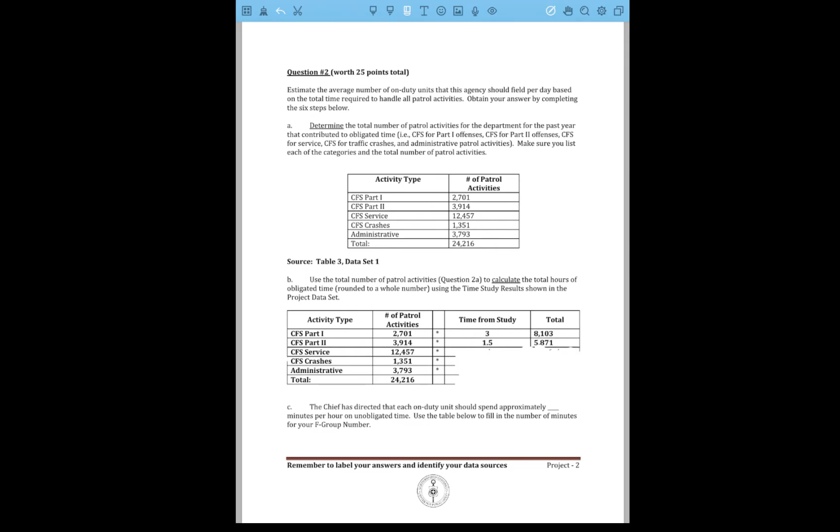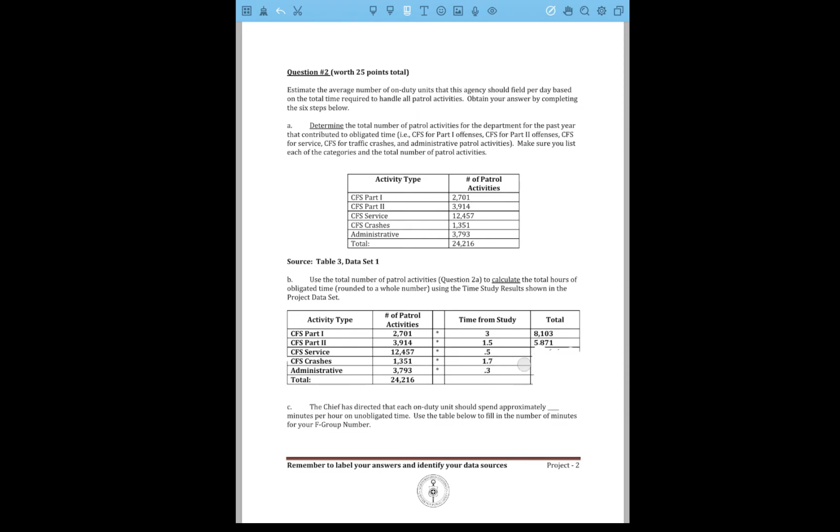So what this is saying is that calls for service part 1, there is 2,701 of these activities per year. So it takes on average 3 hours for an officer to complete a part 1 activity. So you take your total number of activities and you multiply it times the time it takes, and that answer comes out to 8,103. And you do that for the same for all the activity types and the different amounts of time.